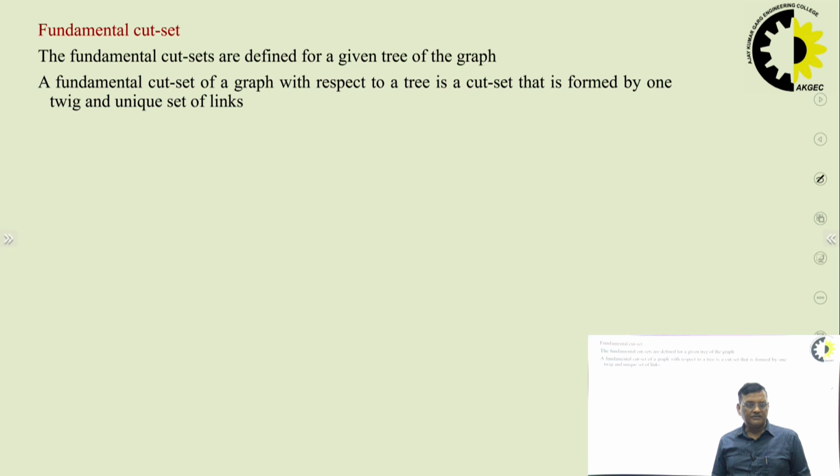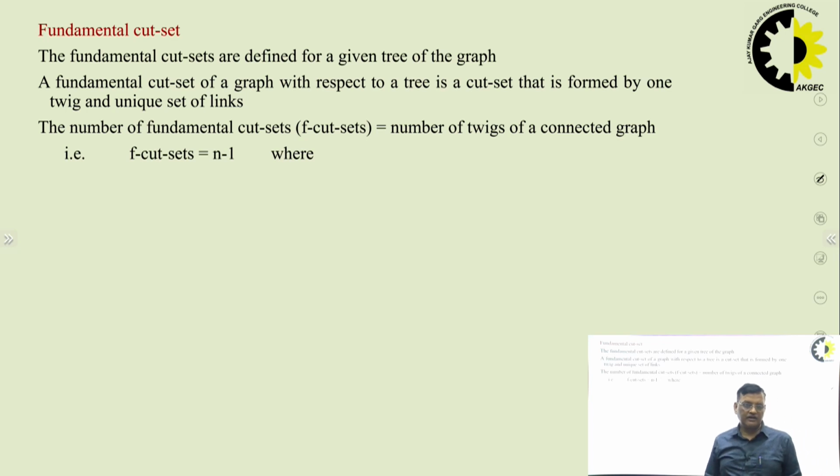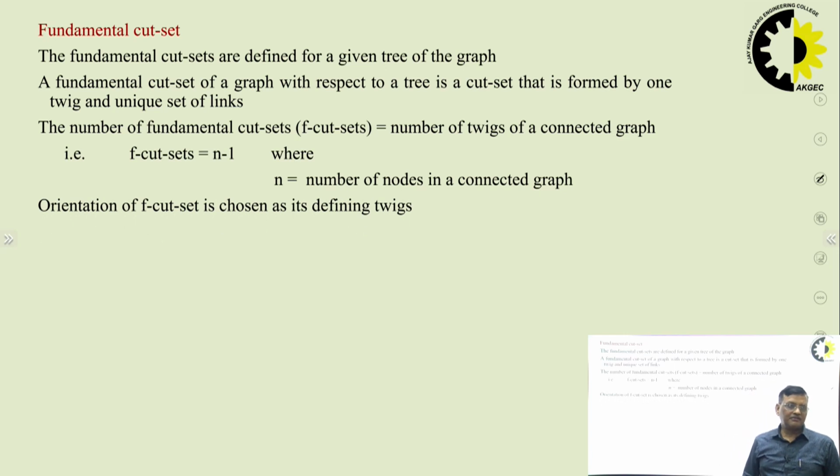So again, just as fundamental cut sets are defined for a given tree of the graph, a fundamental cut set of a graph with respect to a tree is a cut set formed by one twig and a unique set of links. Whereas for fundamental loops, it is one link and a unique set of twigs. The number of fundamental cut sets is equal to the number of twigs. If there are 4 twigs, then there are 4 fundamental cut sets. Now, the orientation of the cut set is chosen as its defining twig.